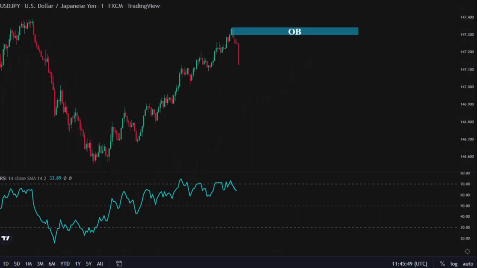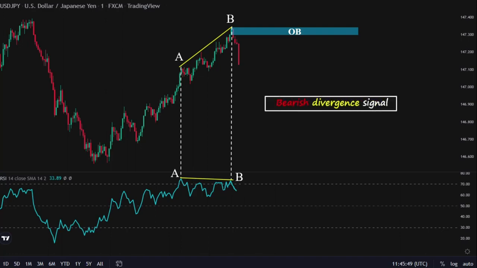So, here we added the RSI indicator to our price chart. Now, look at the A and B points. If we draw a line between them, it is obvious that price is making higher highs. Now, look at the corresponding A and B points on the RSI chart. Here, again, we draw a line through A and B, and we see the RSI is making lower highs. So, the RSI indicates a bearish divergence signal. So, we have the confirmation for the entries that we were looking for. So, to the next step.